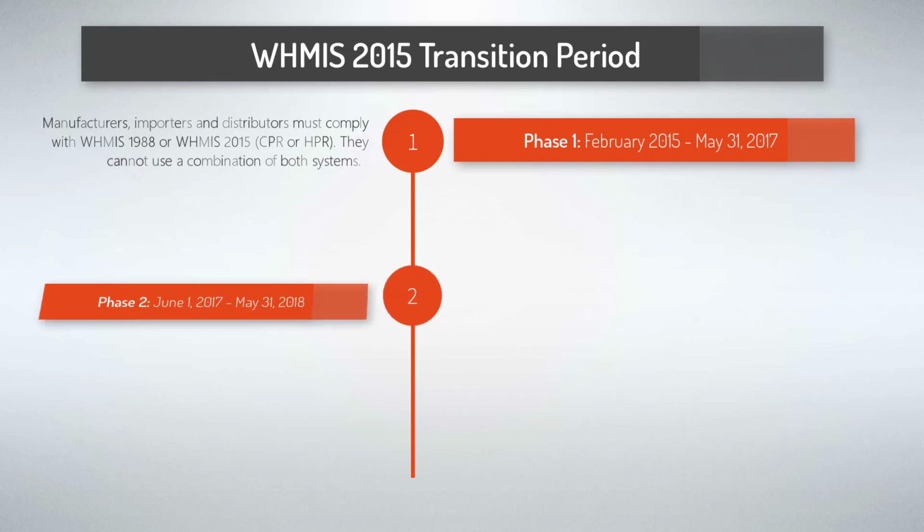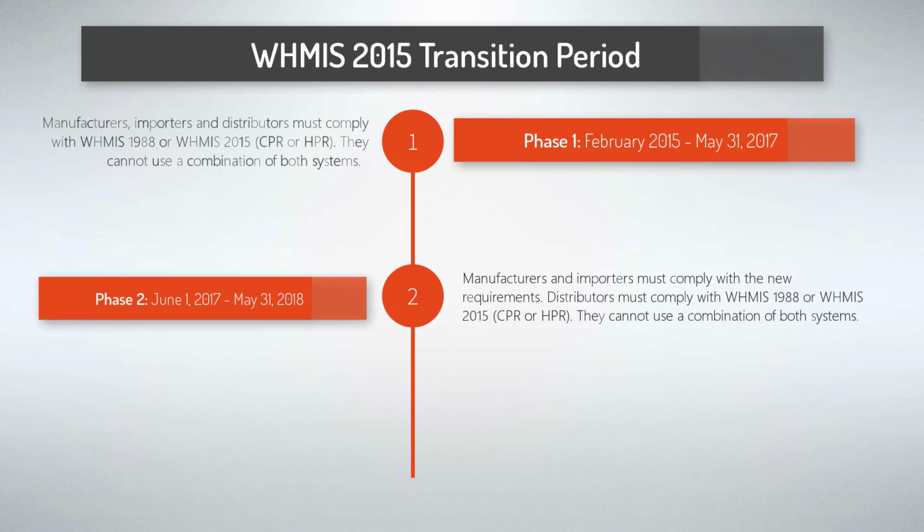Phase 2, June 1st, 2017 to May 31st, 2018. In Phase 2, manufacturers and importers must comply with the new requirements. Distributors must comply with WHMIS 1988 or WHMIS 2015. They cannot use a combination of both systems.